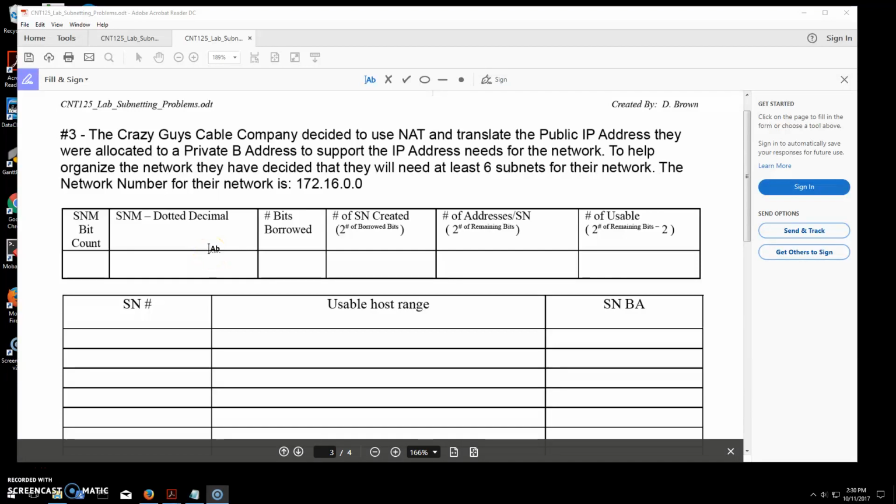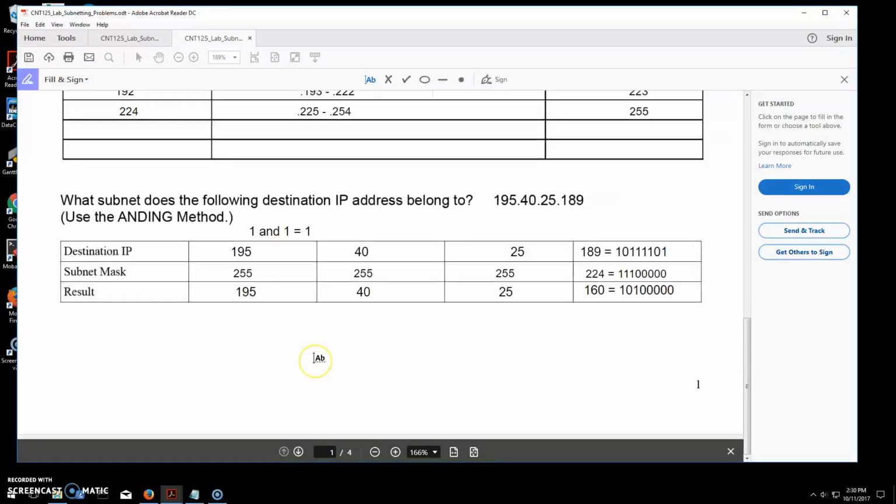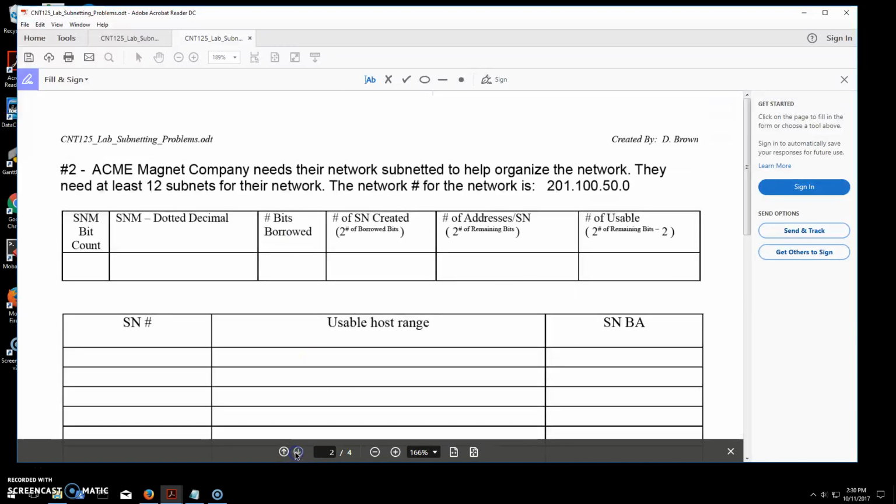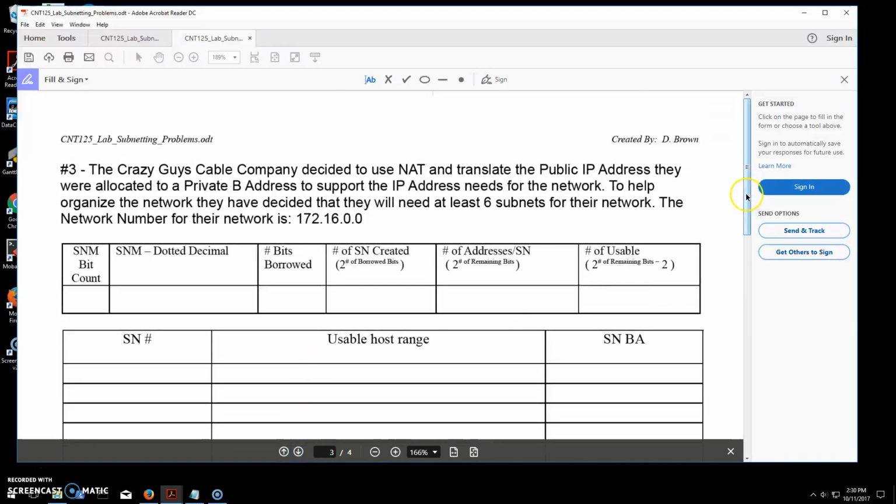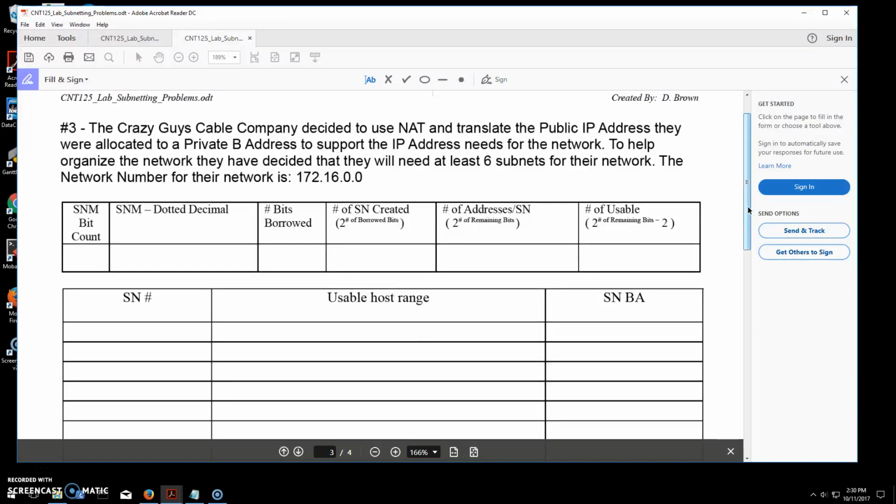All right, CNT125, we're looking at our subnetting problems. In the previous podcast, I did the first problem in our lab, this first one up here. In this podcast, I'm going to show you the third one, because the third one's a Class B. That tends to throw people for a loop, but there's really nothing to fear here. We'll do it anyway, so you understand the process of how you would do this.